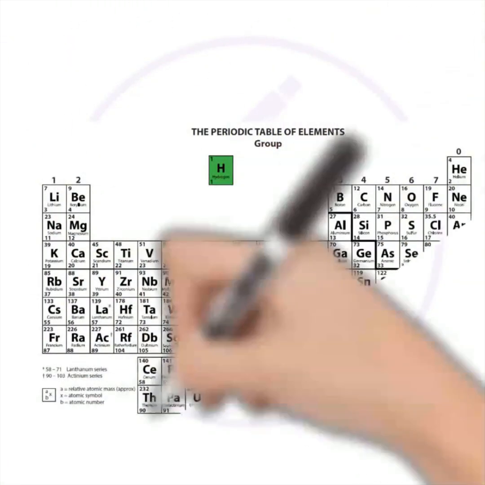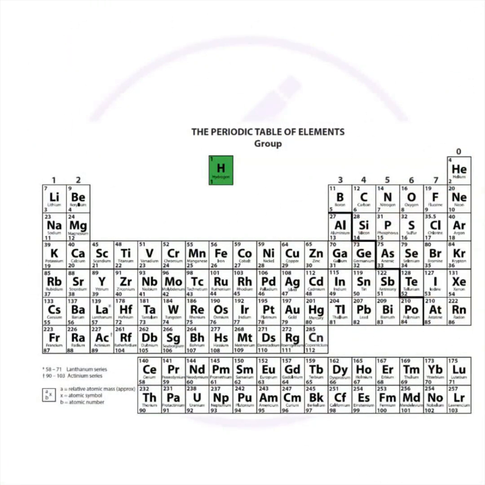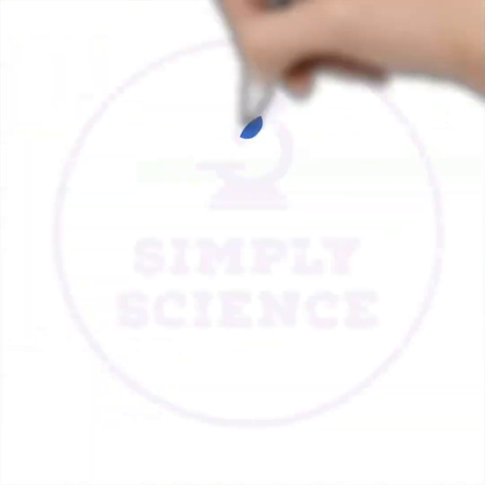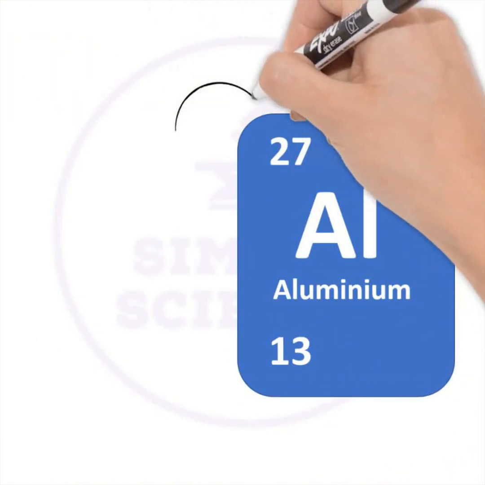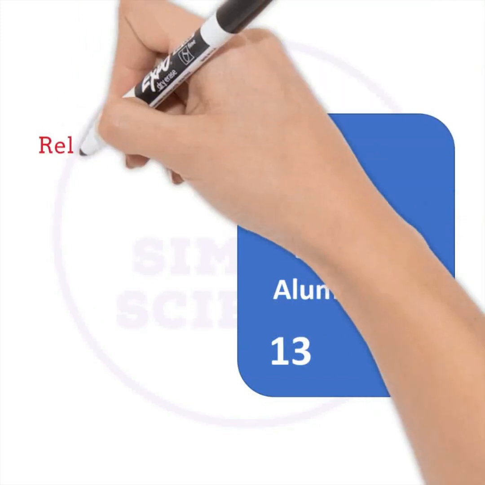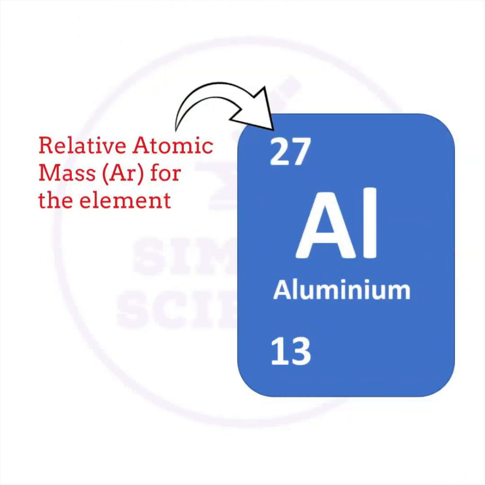The periodic table is a list of all known elements in order of atomic number. The relative atomic mass number is the larger number at the top. This is the number that is used in the calculation of relative formula mass. For example, aluminium has a relative atomic mass of 27.